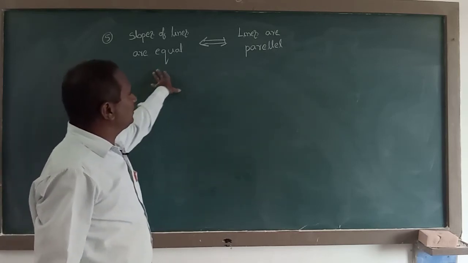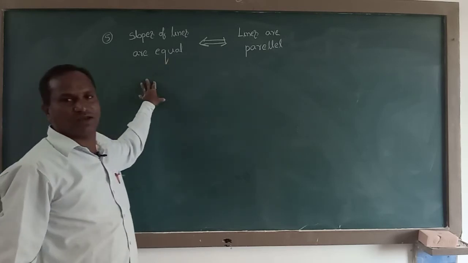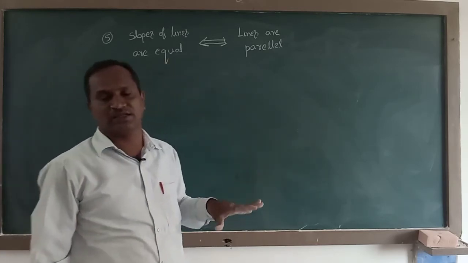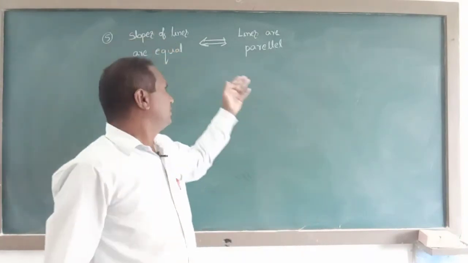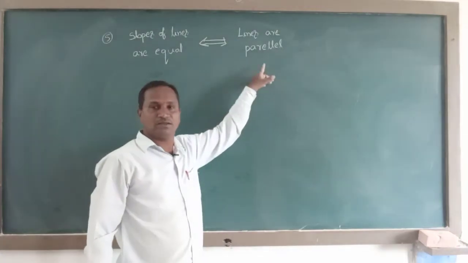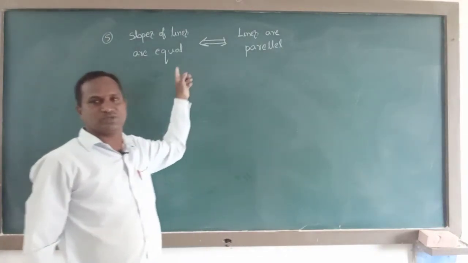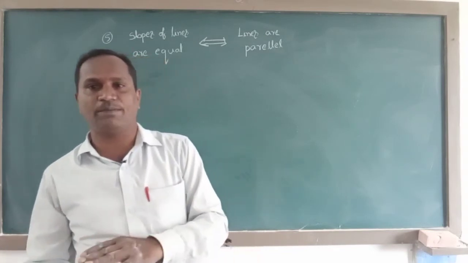If slopes are equal, then lines are parallel. If lines are parallel, then slopes are equal. Like that, we are giving the condition here. If and only if condition means: if slopes are equal, then lines are parallel; if lines are parallel, then slopes are equal. Right to left, what happens? Left to right also same thing.